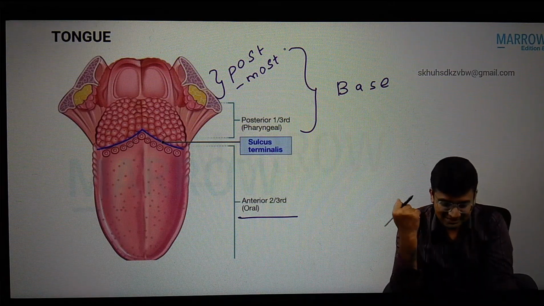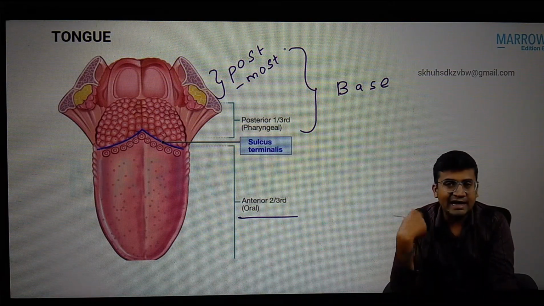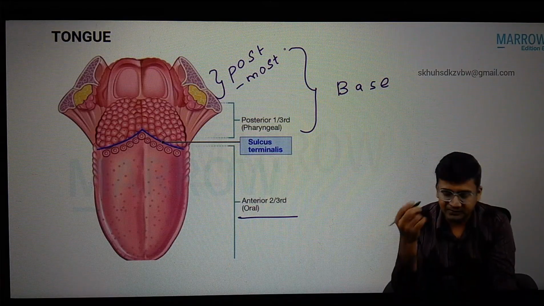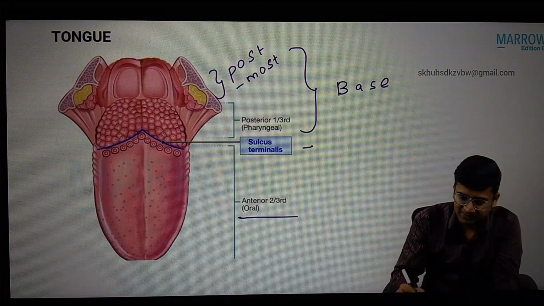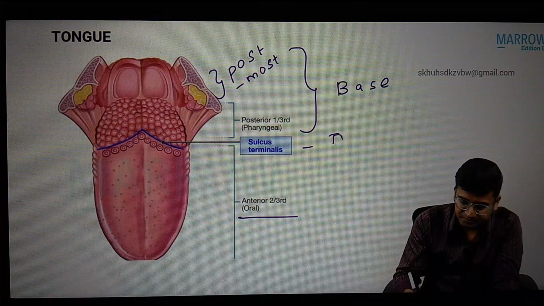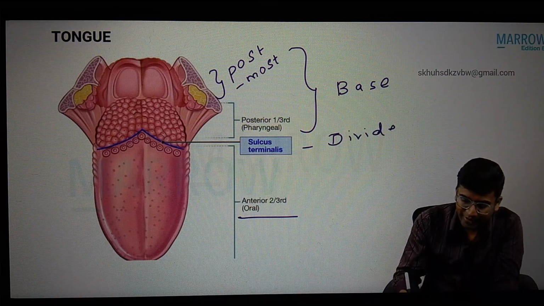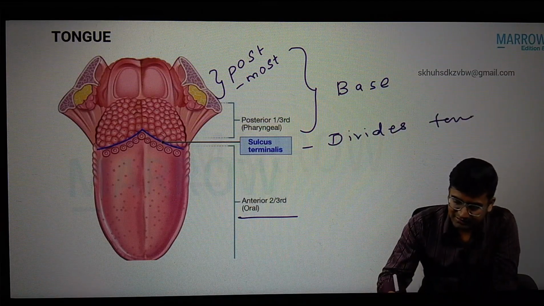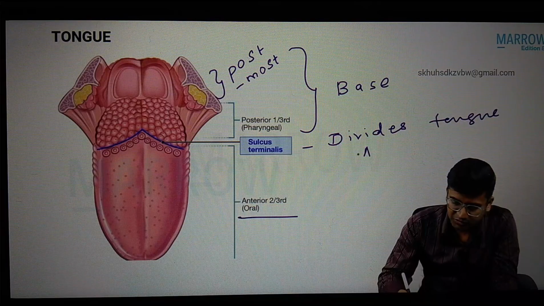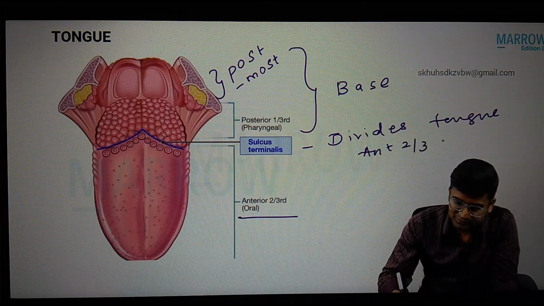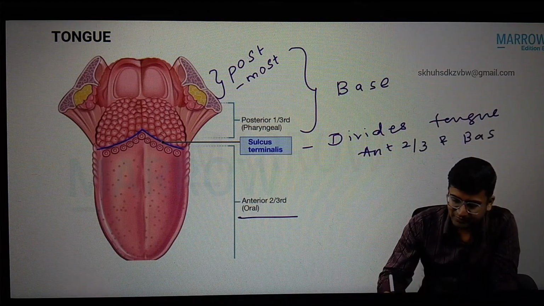Now we have one sulcus that is present between the anterior two-third of the tongue and the base of the tongue. What is that? Sulcus terminalis. So sulcus terminalis, please write, which divides the tongue into anterior two-third and the base of the tongue.